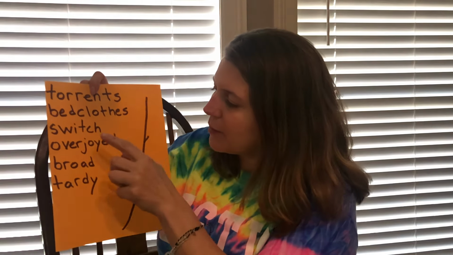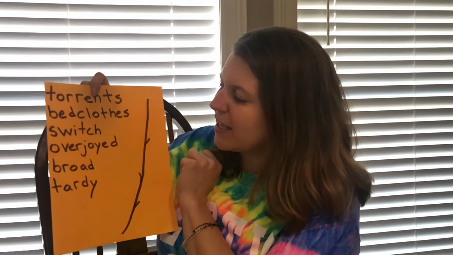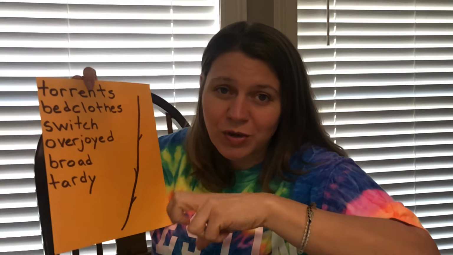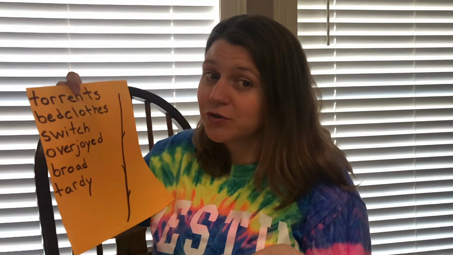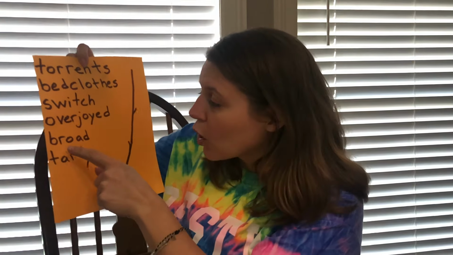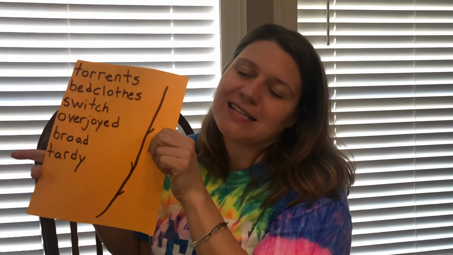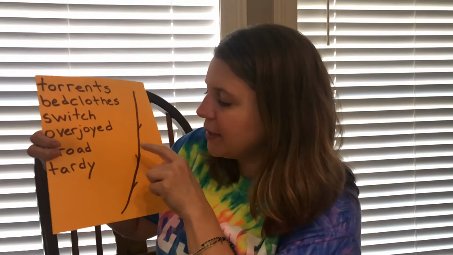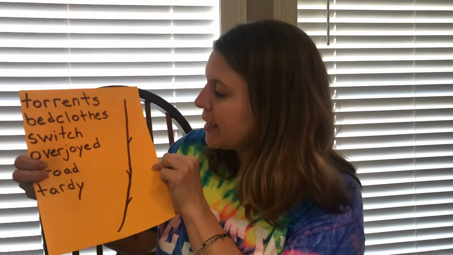Overjoyed, that's another compound word made of over and joyed. Like if you could think of your heart like a cup and you fill it so much with joy that it pours over, that's what overjoyed means. Broad, in this sense, is really wide. And tardy means late, like coming late.